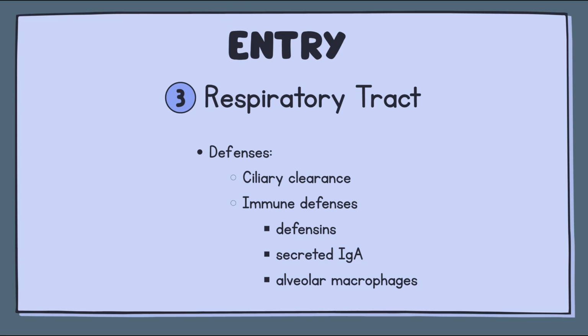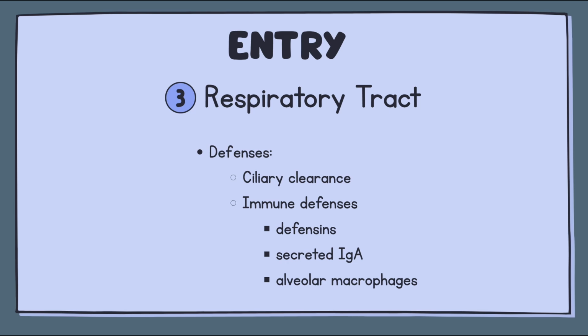We discussed a lot of these defenses before in other lectures, but just as a review, for ciliary clearance, the mucus traps particles and microorganisms, and then the ciliated epithelial cells push that mucus upwards towards the throat, and then it gets coughed out or swallowed. For immune defenses, the macrophages are especially important in the alveoli because they phagocytose pathogens that reach the lower respiratory tract and have made it through the upper defenses.